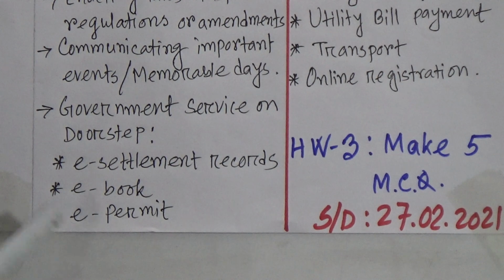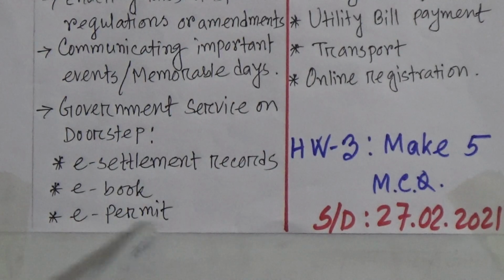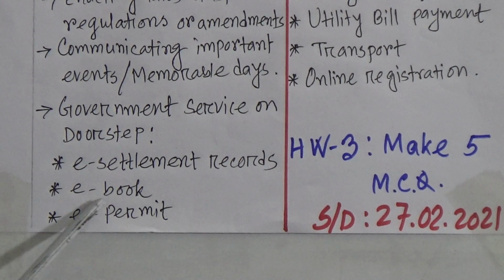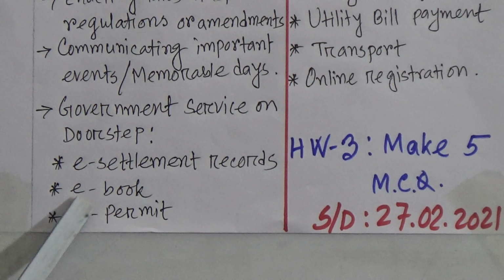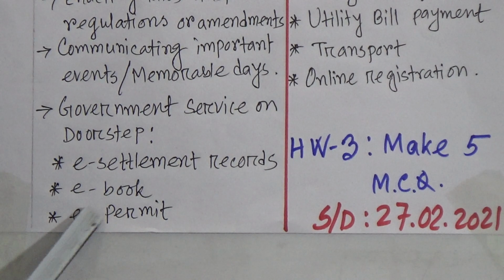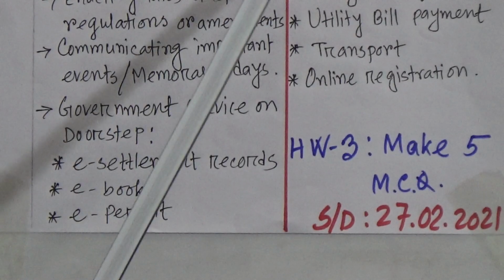E-permit. Nowadays a few institutions need the permission of the government, and for this reason they apply for registration online, and by doing this they can get the permission.